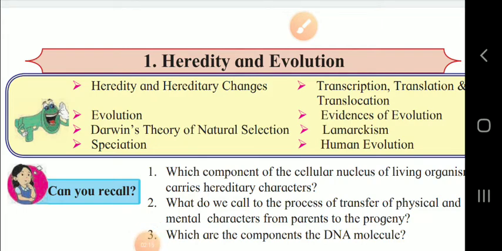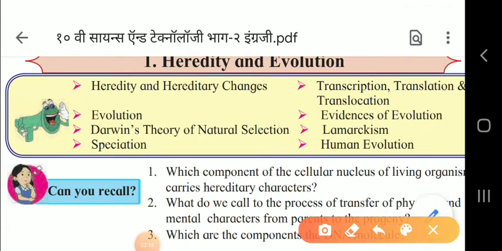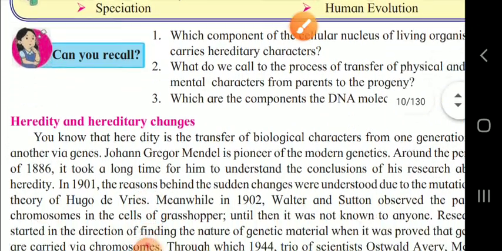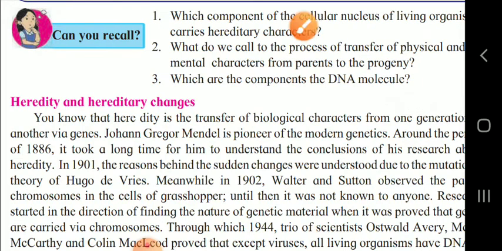Children, here we are starting with the lesson heredity and evolution. So first of all you should know that inside the cell one very important organelle is there, that is called the nucleus, and inside that nucleus DNA strands are there, and on the DNA strands some small structures are there that are called genes, which are responsible for the transfer of hereditary characters from parents to the offspring. Let us see the hereditary changes.